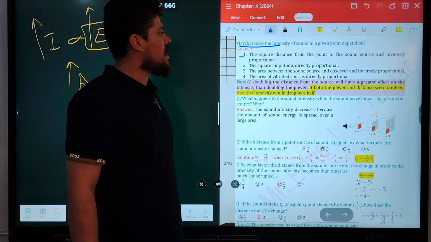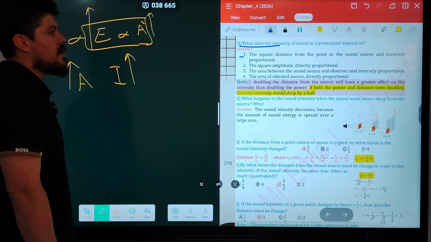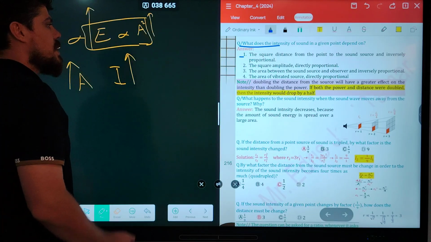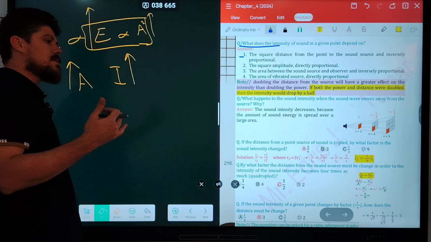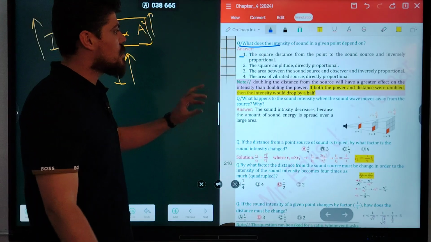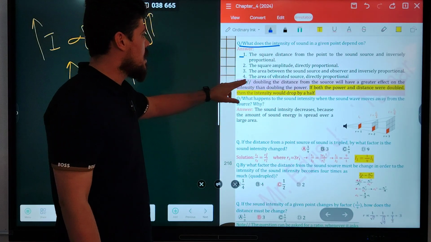The area between the sound source and the observer is inversely proportional to intensity. When the area increases from the sound source, because the power is constant, this power is distributed over a larger area, so that is why its intensity decreases.